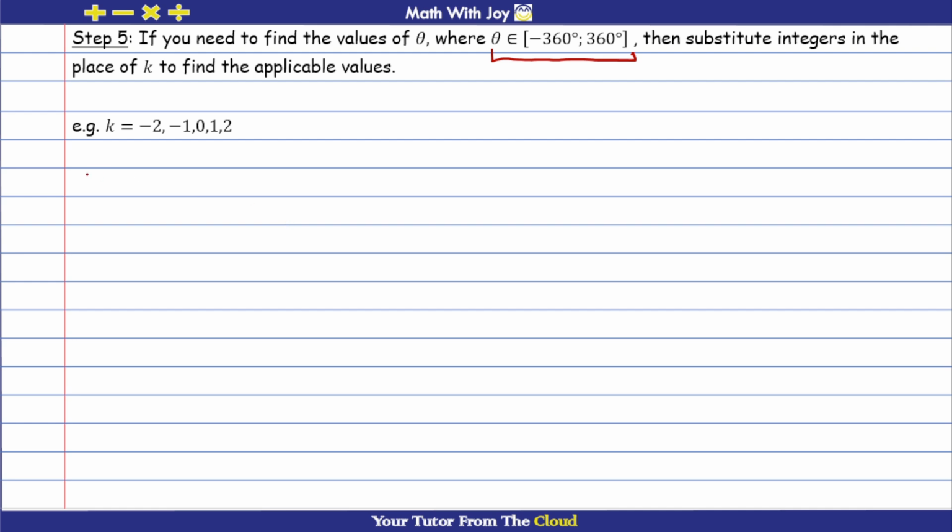So now let's just remember, we had our general solution was theta equal to 180 degrees plus 360 degrees times k, and we'll start substituting these values in the place of k and getting these values of theta. The other general solution was theta equal to 300 degrees plus 360 degrees times k. So now let's start substituting.